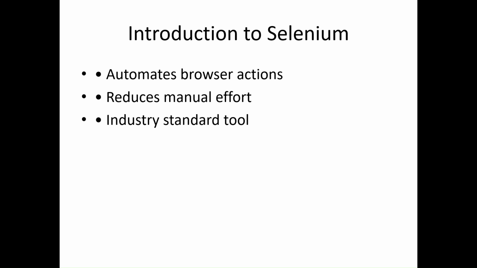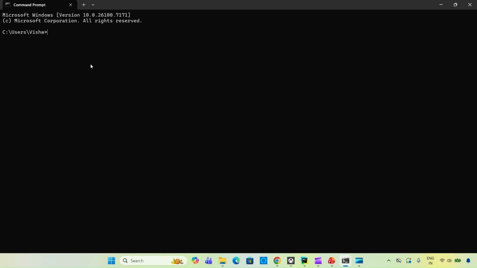Now, to start with our Selenium automation, first of all, we need to check whether we have Python installed in our systems or not. So, for that, let's open the command prompt window. Now, in order to check if Python is there in your system or not, we have to run this command which says python --version. Now it has given us the Python version which is installed in our system. That means Python is there in our system.